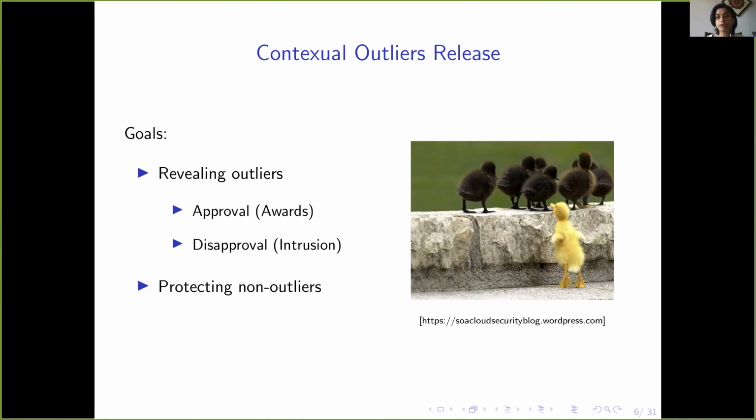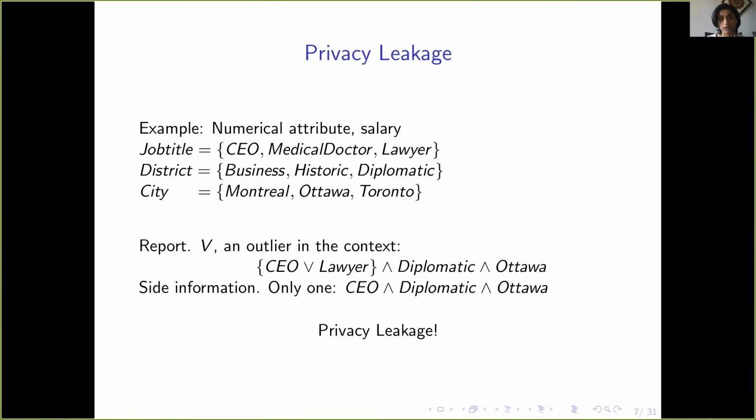And I want to emphasize that in our work, we are not thinking about protecting the outliers. We do want to reveal the outliers because of the motivations that I said. We want to protect the non-outliers. So because of revealing these outliers, we need to say something about the context, the attributes of the subpopulation that this record is an outlier in. That might reveal information about the non-outliers, and that's what we want to protect in this work.